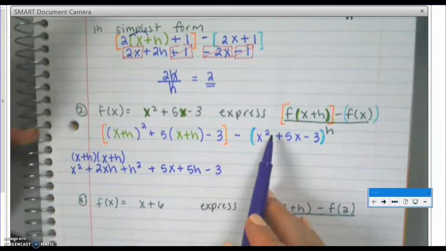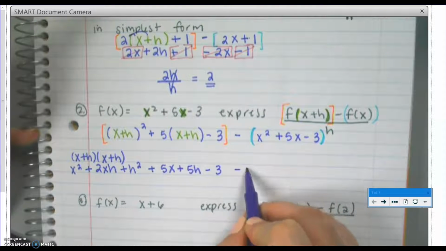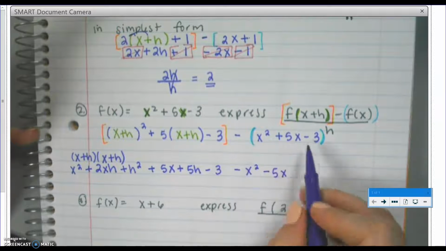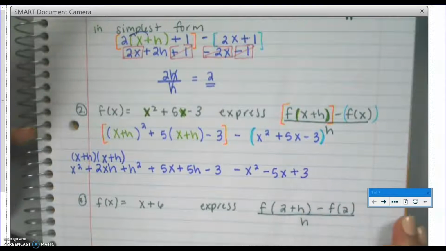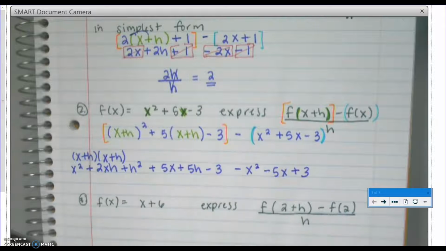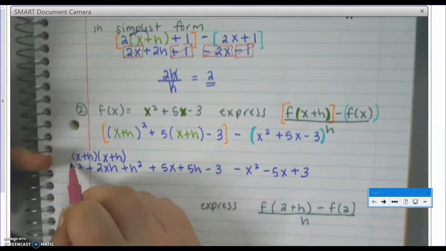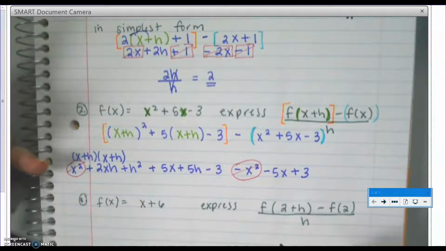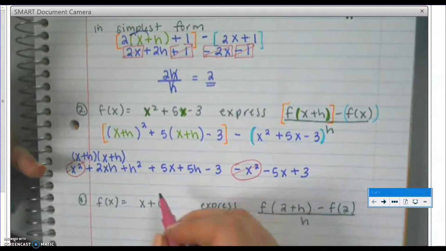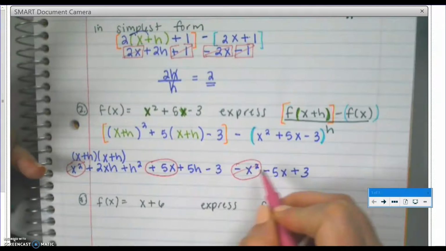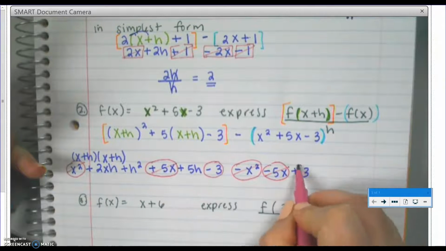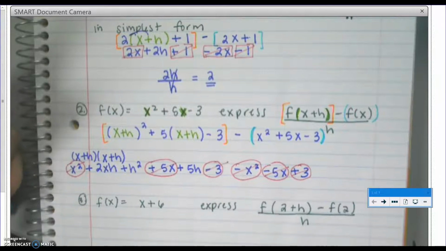All right, now I have to distribute that negative sign. So that's going to become minus x squared minus 5x, negative times a negative, that will be plus 3. All right, and I'm looking for all of my like terms. So I see I have x squared minus x squared, so those will cancel. I have a positive 5x and a negative 5x, so those will cancel. I have a negative 3 and a positive 3, so those will cancel. And I think that's all I got.